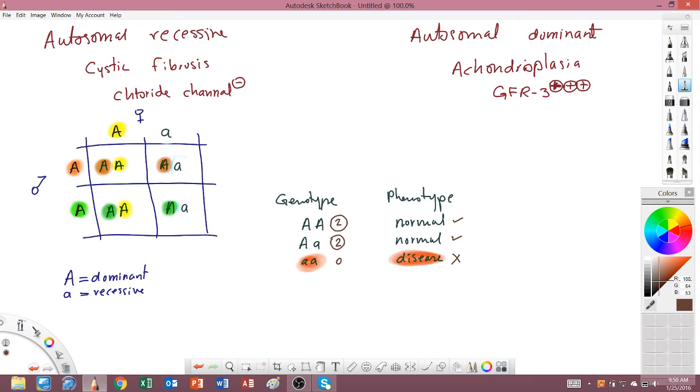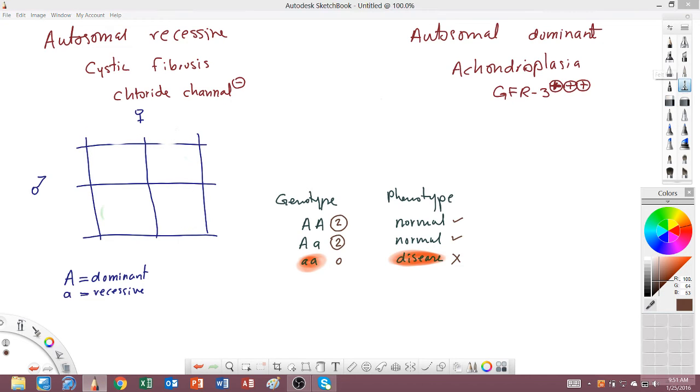So I'm going to get rid of the colors, because you should be able to see it without color. One possibility was that both parents are homozygous dominant. The end result was that everybody has this one genotype, and everybody phenotypically is normal. No disease. That's one.